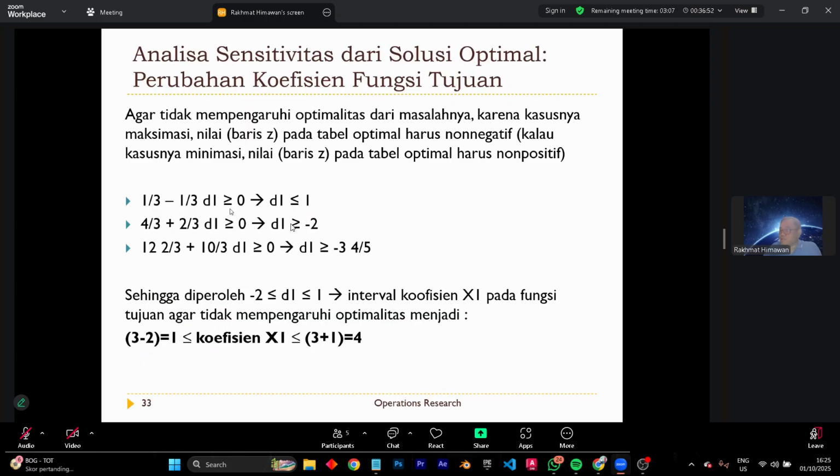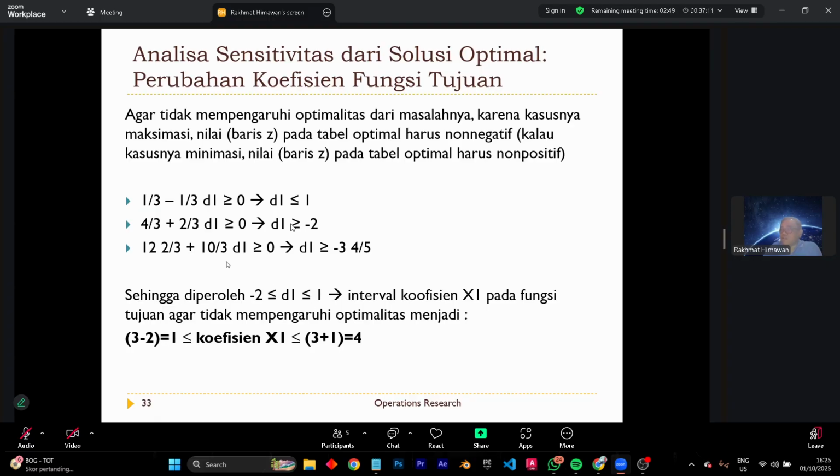Equal has to be greater than or equal to 0. From here, we can find out what D1 is. Again, D1 is the coefficient related to product 1, or the revenue of product 1. And based on this, we got the range, which is 1 to 4.